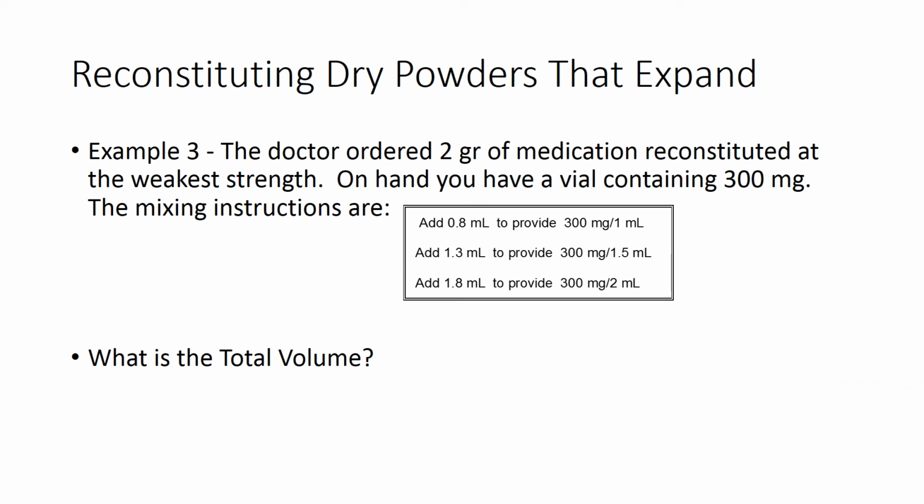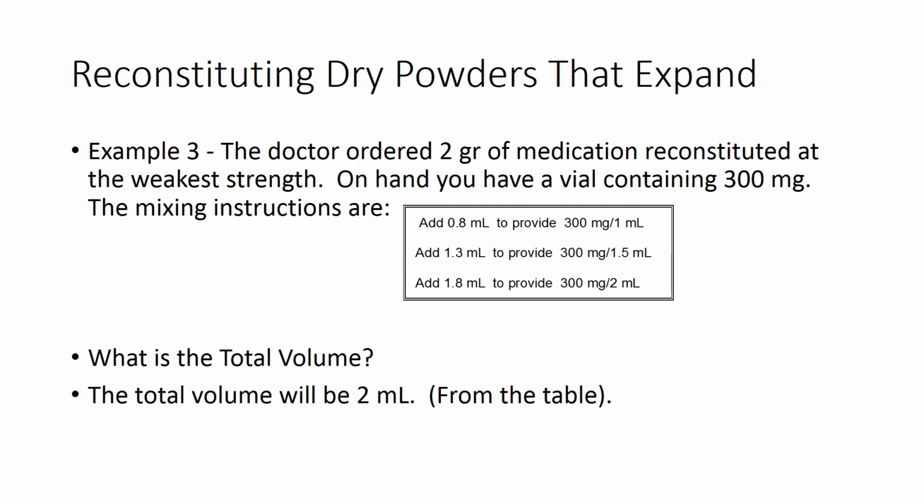So now you want to know what's the total volume. Well, you added 1.8 mL. Your concentration is 300 milligrams per 2 mL, so therefore your dry solution has to be 0.2. So again, reading right from the table, your weakest solution gives you a total volume of 2 mL. So your total volume will be 2 milliliters. Again, you're reading this from the table. There's no calculation yet.